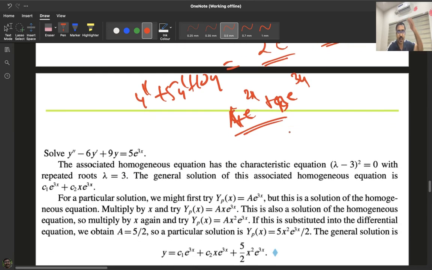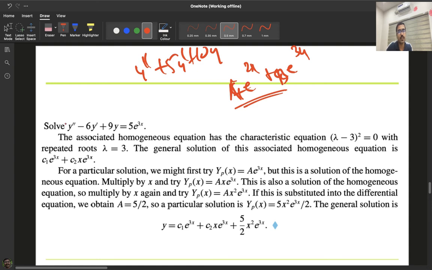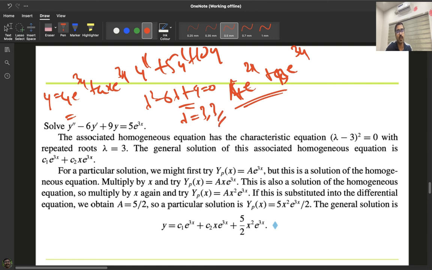So here is another example I have taken. If you look at this question, this is actually an application of the modification rule. If you look at this equation, you can see that the homogeneous equation solution would be simply c1 e raised to 3x plus c2 x e raised to 3x. Why is it so? Because the associated characteristic equation is lambda square minus 6 lambda plus 9 is equal to 0. From that you will get lambda is simply 3 comma 3.